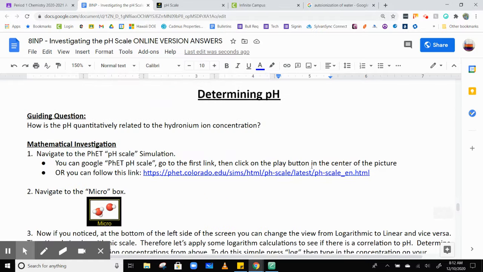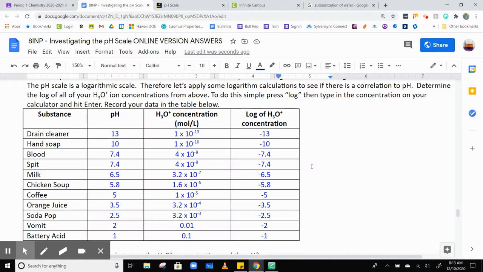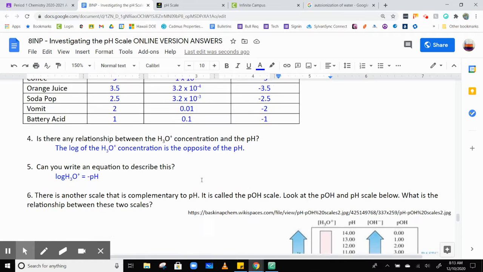Okay, and the last part here, determining pH. Remember that if you want to find the H+ concentration, it's 10 to the negative pH, and you'll get the H3O+ concentration. Then you take the log of that, and you get the pH. Just showing that relationship there.